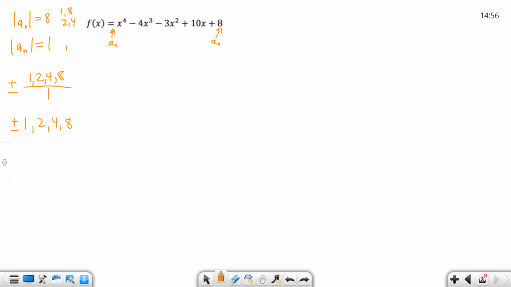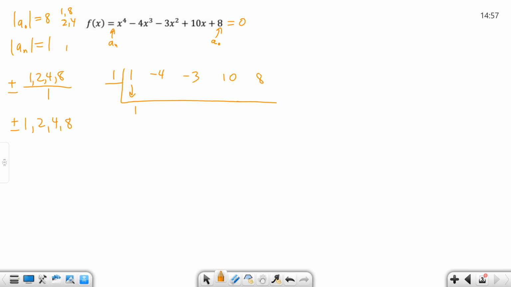So let's go through this. Set it equal to 0. And we're going to start synthetic division here. Okay? So let's start with 1 on the porch. We're going to have 1, that's x to the 4th. Minus 4 is x to the 3rd. Minus 3 is x squared. 10 is x, and 8. So this time we have 5 numbers across here, but that's because we go x to the 4th, 3rd, 2nd, 1st, and then my constant after that.